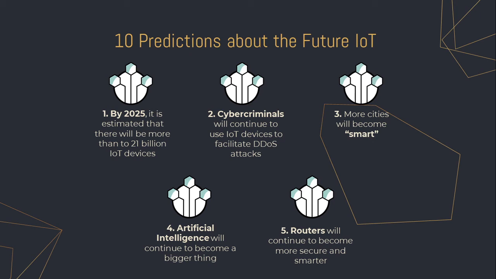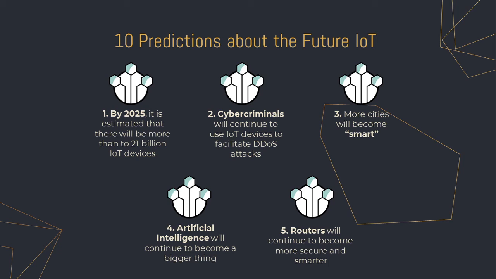Third, more cities will become smart. Consumers won't be the only ones using IoT devices. Cities and companies will increasingly adopt smart technologies to save time and money. That means cities will be able to automate, remotely manage, and collect data through visitor kiosks, video camera surveillance systems, bike rental stations, and taxis.